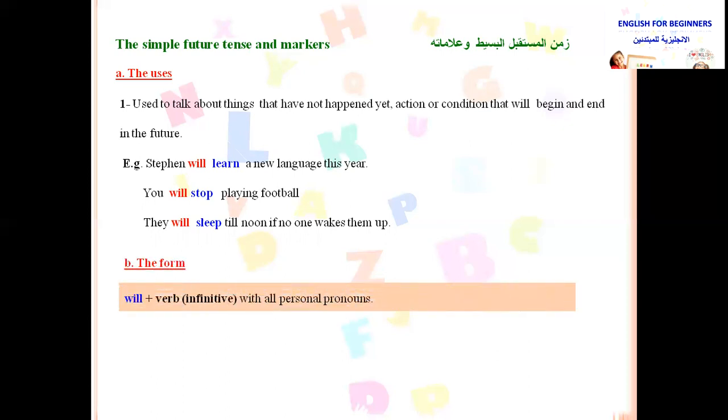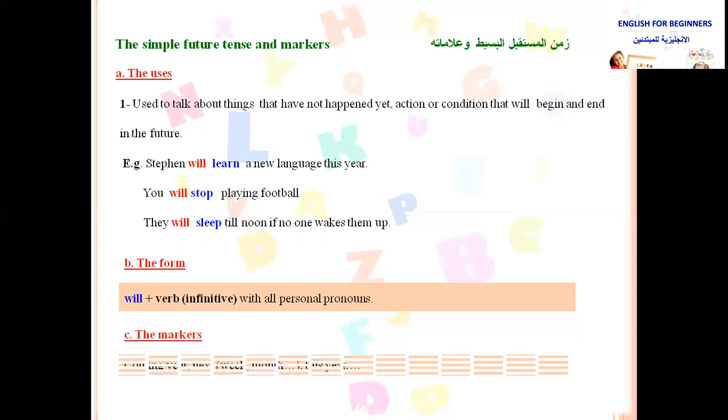Concerning the form, it's very simple. Here we only have to omit the letter to and add will plus the verb in the infinitive. Will sleep, will learn, will stop, will play, etc. And it works with all the personal pronouns without any exceptions. For the markers, I have coming year, next week or next month, this year as the example we have here, and so on. We have several markers. I mentioned only a little or some of them.